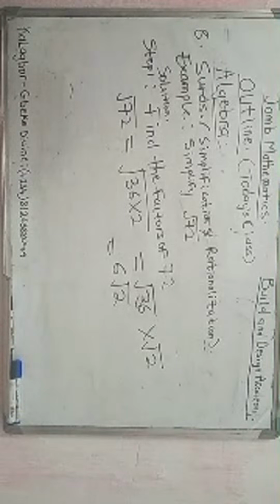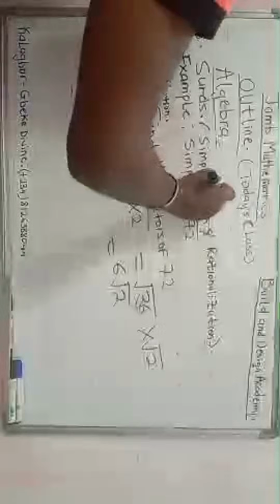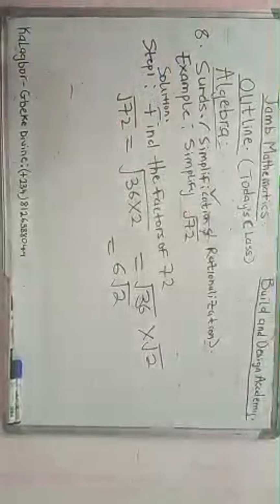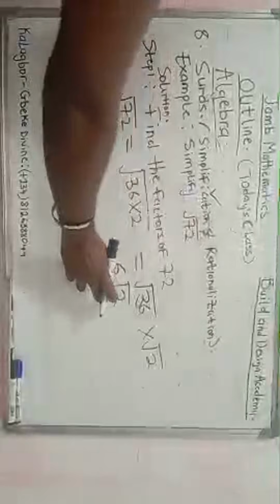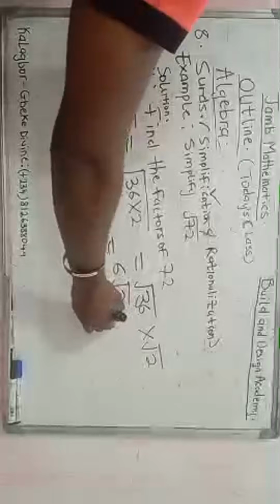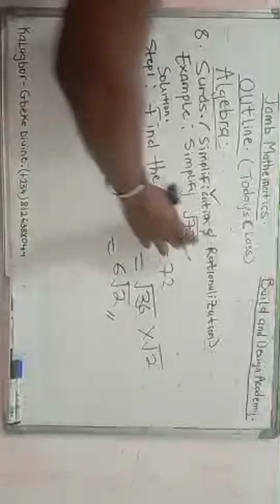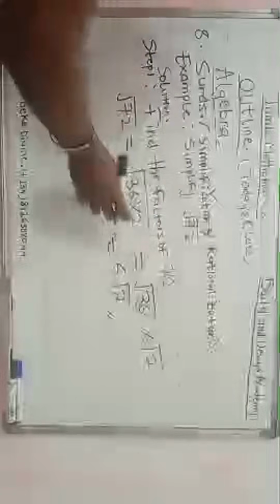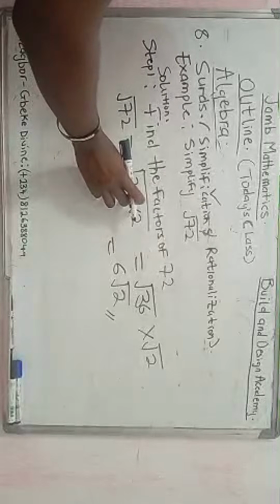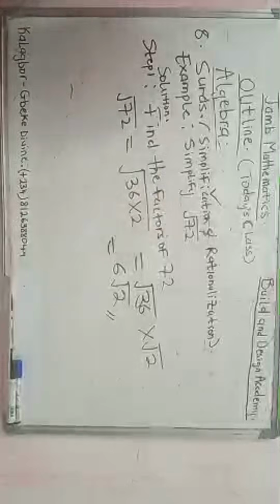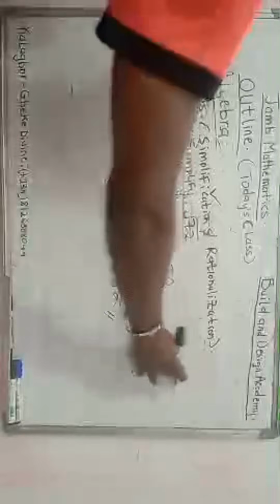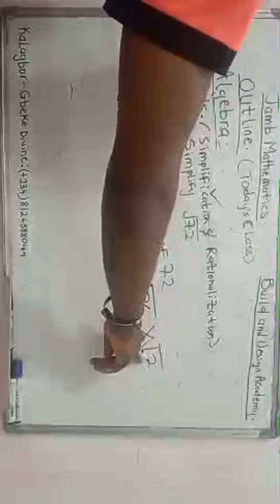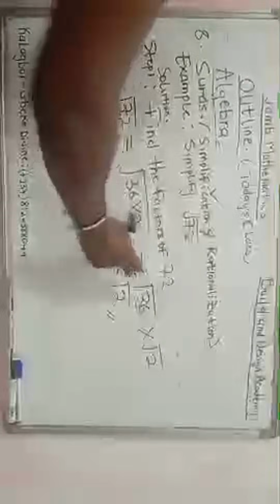Very simple. So we have done simplification. We have simplified this surd to get the simplest form, which is 6 root 2. So the first step, take the factors of 72. Make sure that when you take the factors, you get a perfect square and another number that cannot be broken down. This is the number that cannot be broken down, which here is 2.